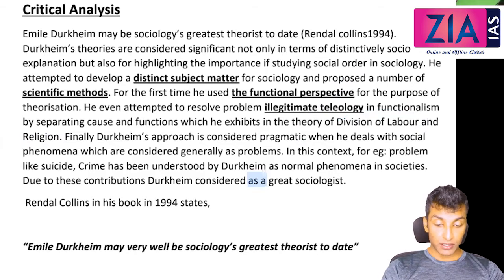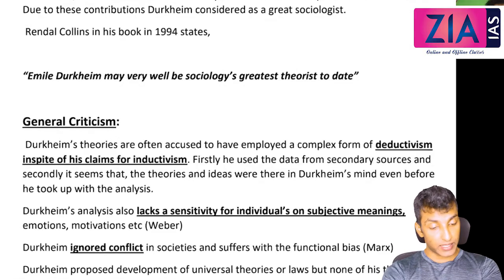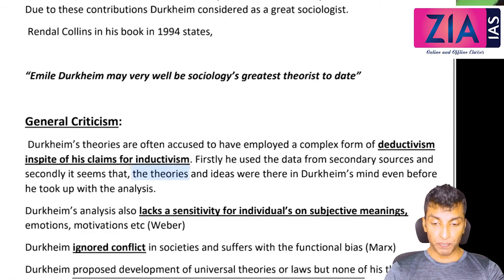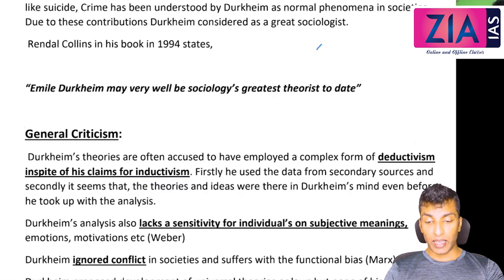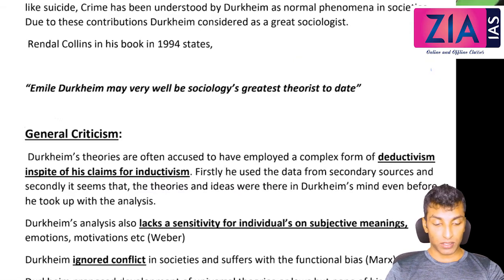Due to these contributions, Durkheim is considered as great or greatest sociologist. Randall Collins in his book states, Emile Durkheim may very well be sociology's greatest theorist to date. So maybe 1 or 2 lines is what you need to write in your answer from what we have discussed here. You can say he gave a specific subject matter to sociology, and he gave distinctive sociological explanation. You can also talk about the methods he gave. You cannot afford to write too much about this unless the question is specific to contribution.